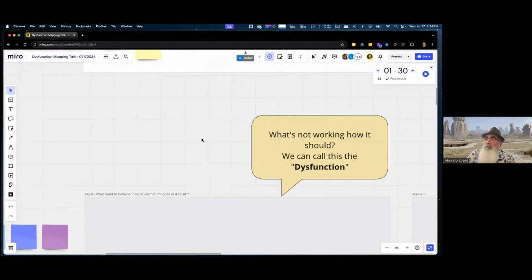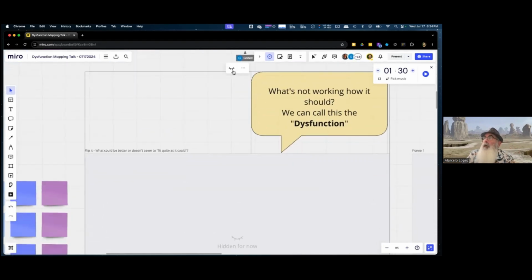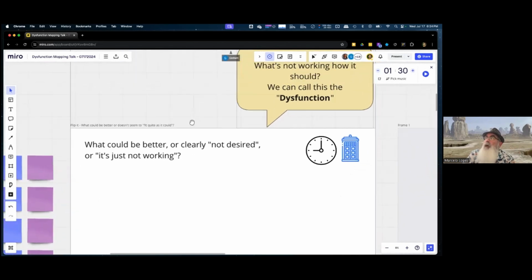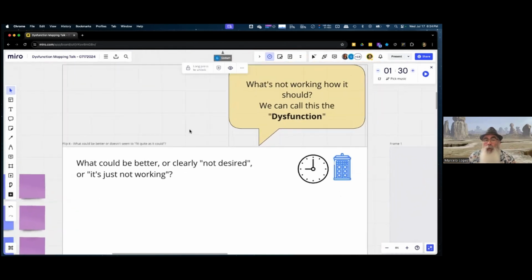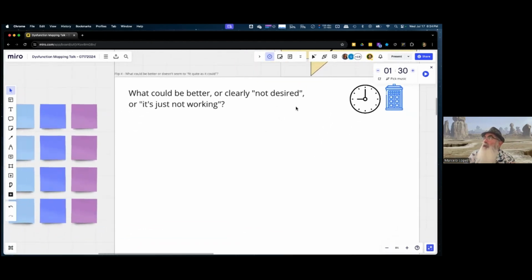Okay. Well, sorry to break it to you, but the first step in our journey through dysfunction mapping is, well, now that we've done a little bit of appreciation for what's working, we're going to have an honest conversation of, well, what's not working the way that it should? What could be better? It's just not working. It's just not what we want. It's not desired. It is very clear that it's not desired.